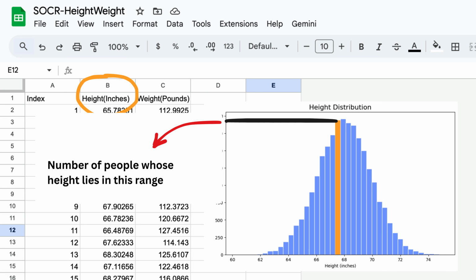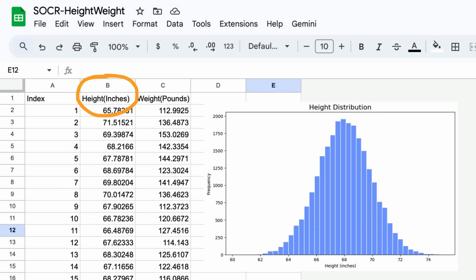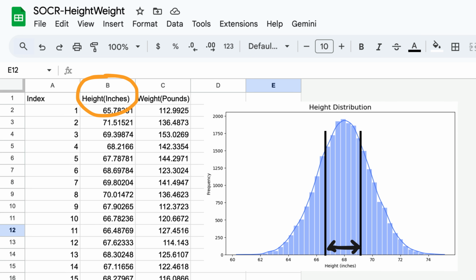When we look at this plot, we immediately notice that the tallest rectangles are sitting around the middle heights, roughly near 67 to 69 inches, meaning most people are clustered around that height. As we move away from the center, towards shorter heights on the left or taller ones on the right, the bars start shrinking slowly and then sharply, showing that fewer and fewer people belong to those ranges.